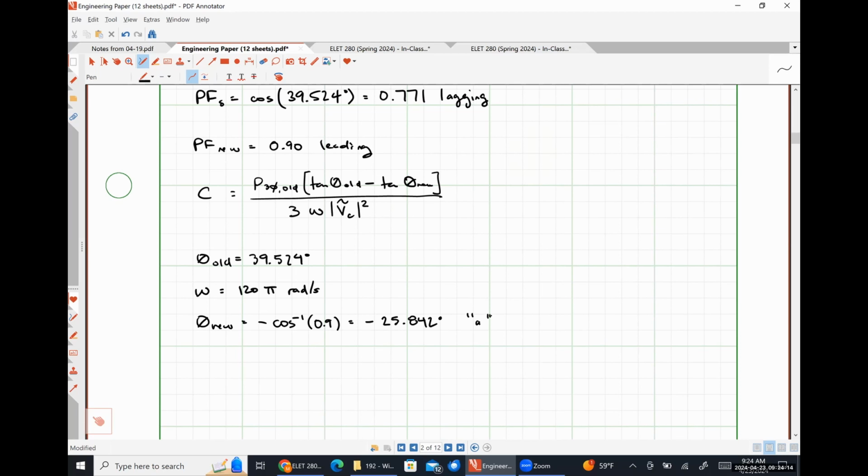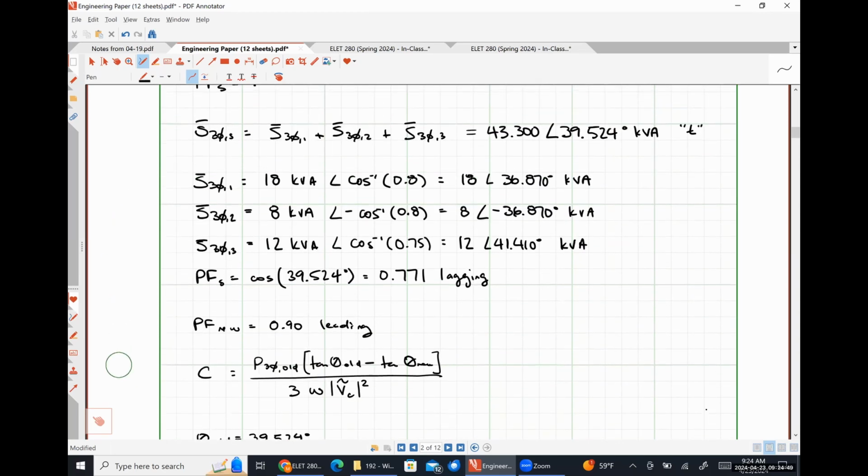Okay, so we've got theta old, we've got theta new, we have omega, so we're missing our three-phase average power, and we're missing the voltage drop across our capacitor. Three-phase average power, we have enough information to solve for that. The voltage drop across our capacitor depends on whether we're dealing with a Y-connected bank or a delta-connected bank. So we'll sort that out in a minute. How are we going to get our three-phase average power? Average power of the source, right.